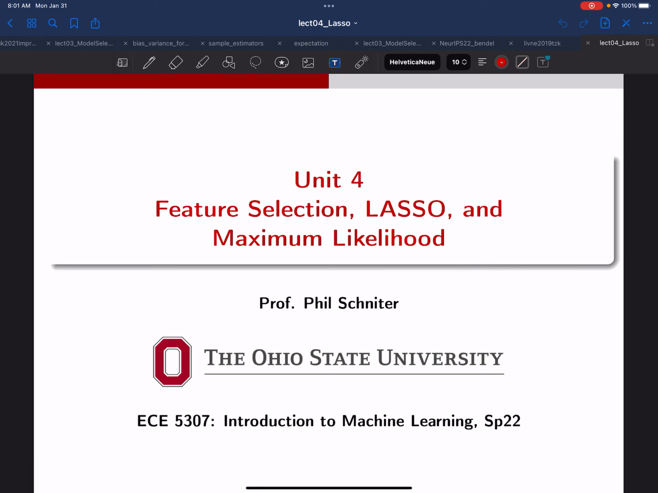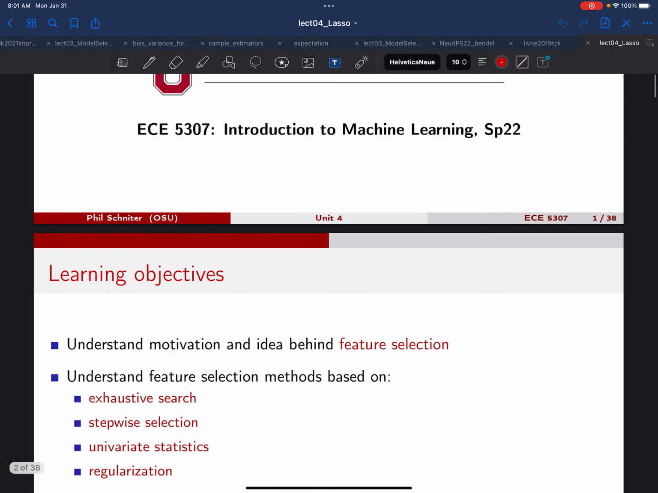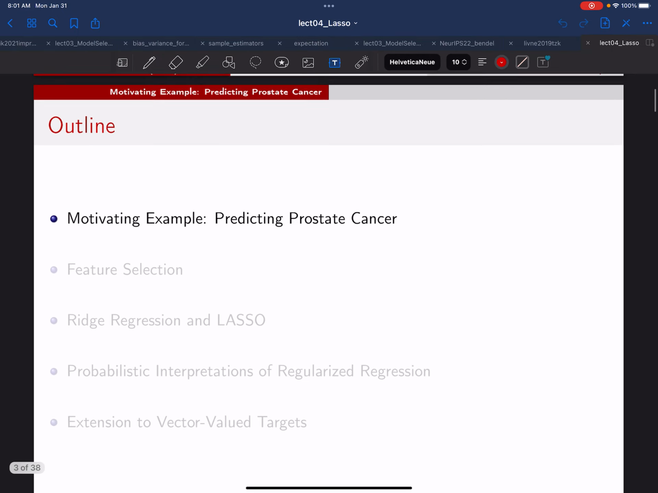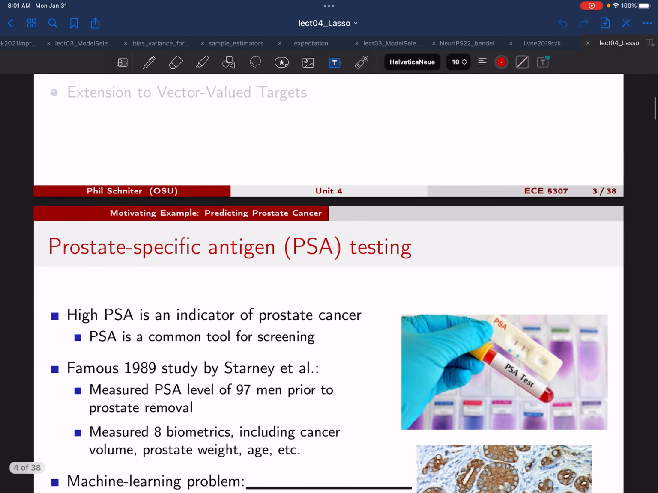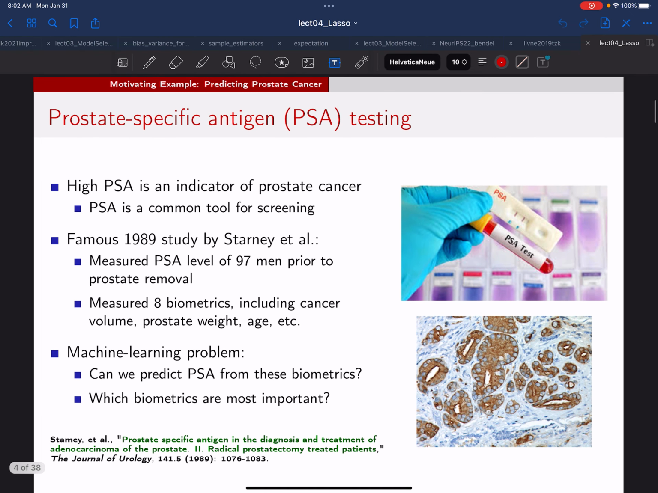So we're going to start a new unit today on feature selection, lasso, and maximum likelihood. The demo for this unit has to do with prostate cancer.